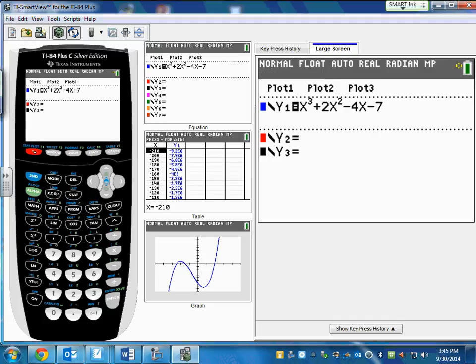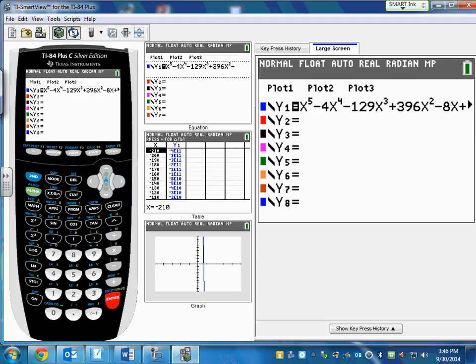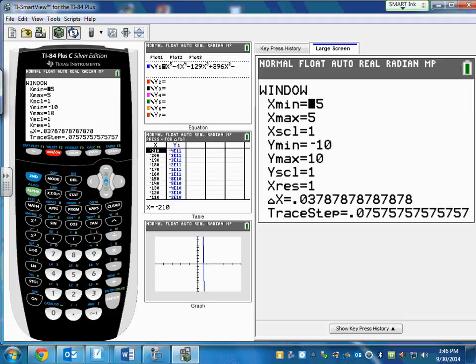So on the y equals over here, if I type this in, x to the 5th minus 4x to the 4th minus 129x cubed plus 396x squared minus 8x plus 3. And I really need to change my window. So I'm going to go to my window right here. And it had negative 5 to 5. So I'm going to go negative 15 to 15.